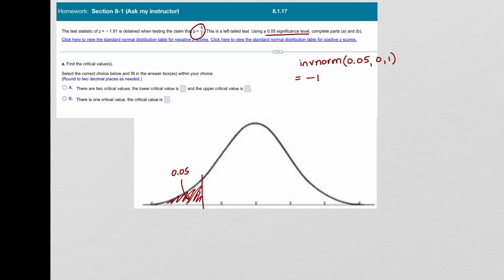And this gives me a negative 1.64. It asked to be rounded to 2 decimal places, so that's what I did. So I've got negative 1.64 here. So there's one critical value, and that is a negative 1.64. So that's part 1, or part A. And in the next part, they're going to ask if we are going to reject the null hypothesis or fail to reject the null hypothesis.